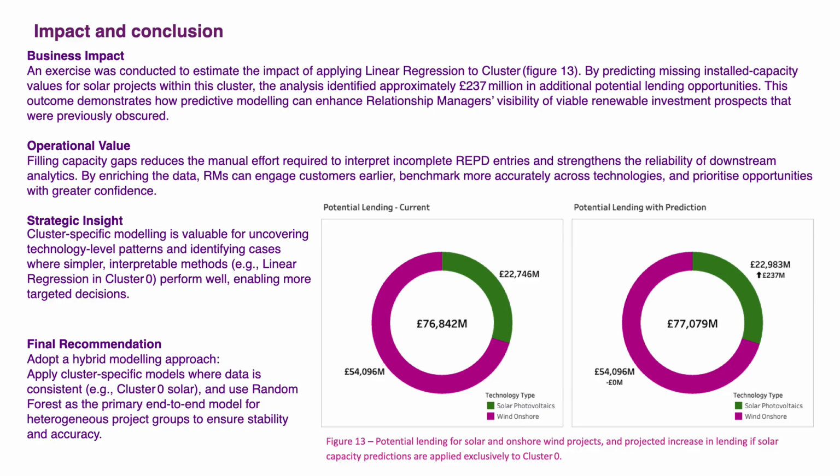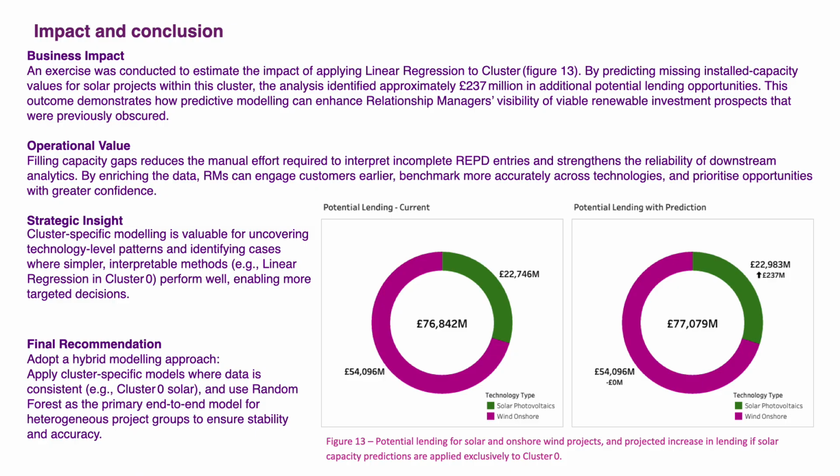Cluster-specific models are particularly useful for identifying patterns within similar projects. In cluster 0, linear regression performed well. For project groups that are more diverse, random forest provides more consistent and accurate predictions, so that could be implemented in the future. A hybrid approach combining cluster-specific models for homogeneous clusters with random forests for heterogeneous groups ensures accurate results across all project types.